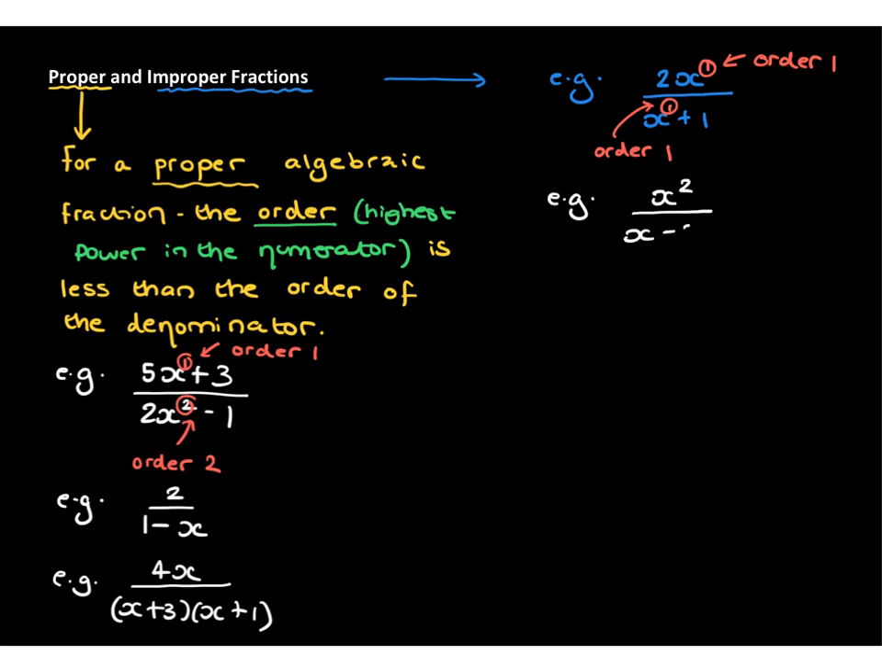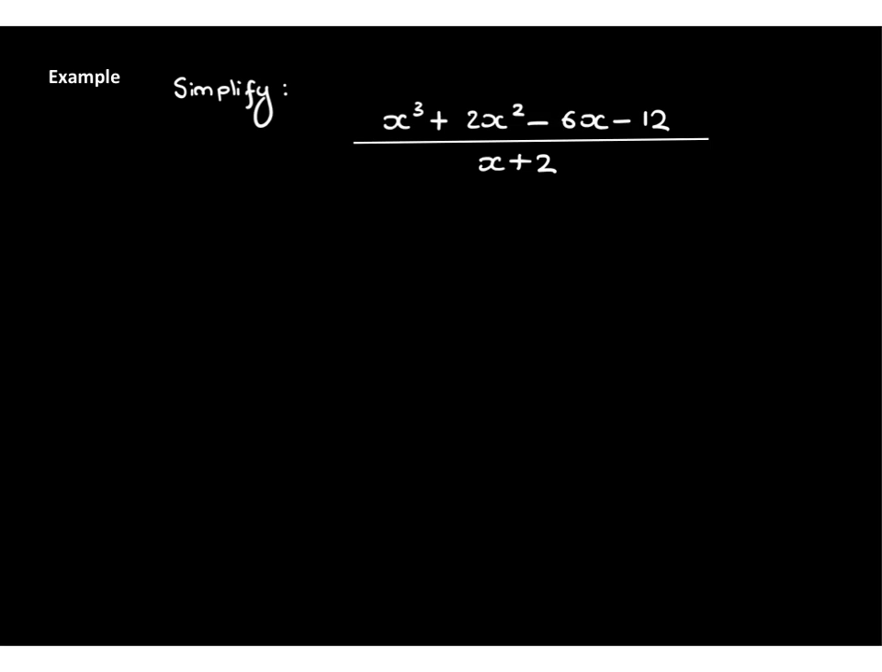x squared over x minus 2, and we can see again the order in the numerator is 2, which is higher than the order in the denominator. Let's look at an example. So we have here a very definite improper algebraic fraction.